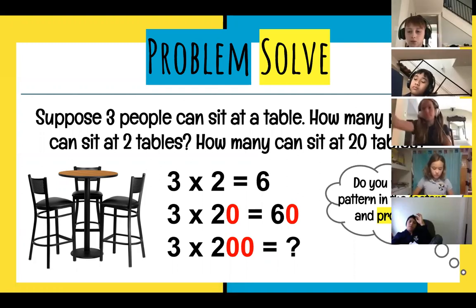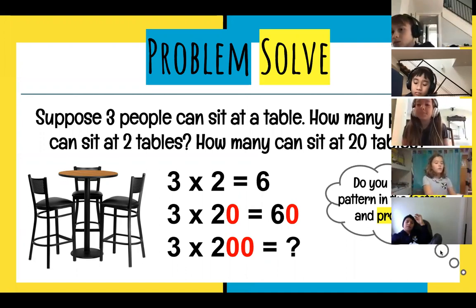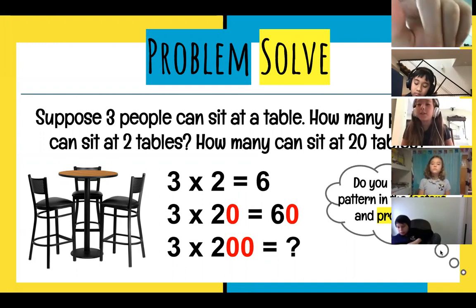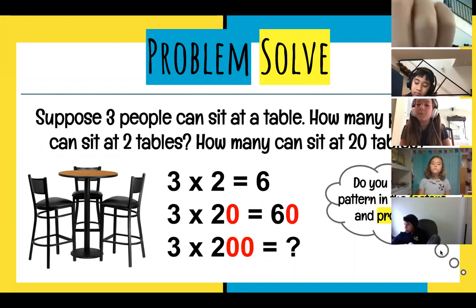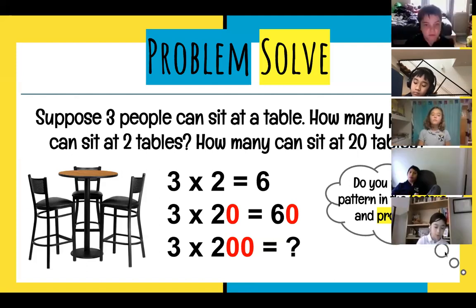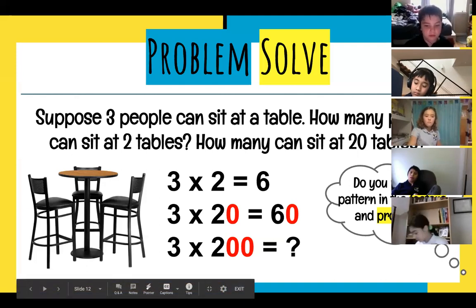Clarissa. So what I do is I take away the zeros and I do like 3 times 2 equals 6, and then I add on the zeros. And if it was like 3 times 20, I do 3 times 2 equals 6 and also add on the 0. That's correct. And if it was like 2,000, I do the same thing.